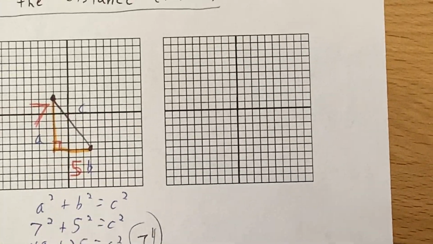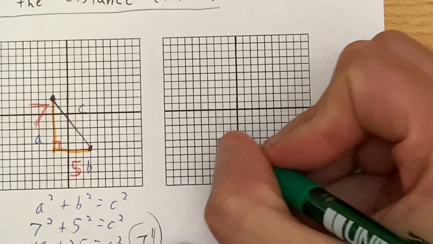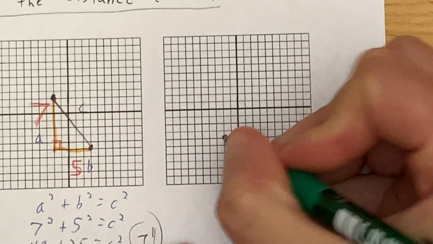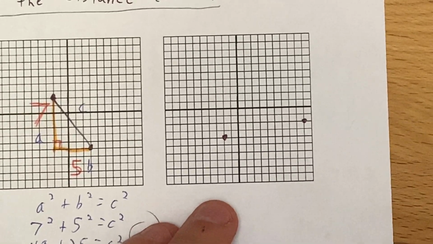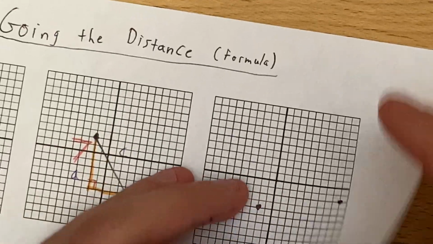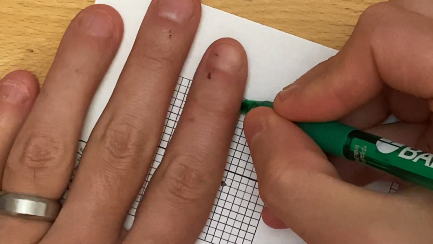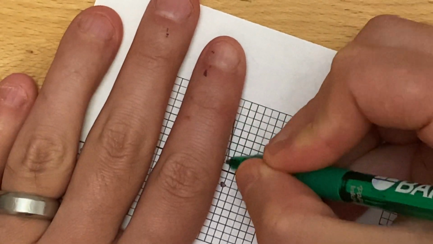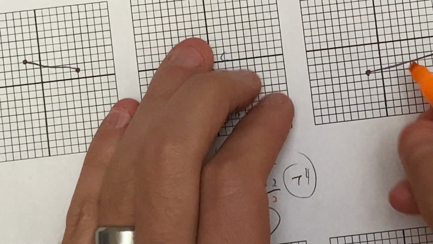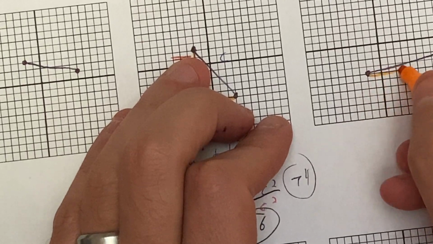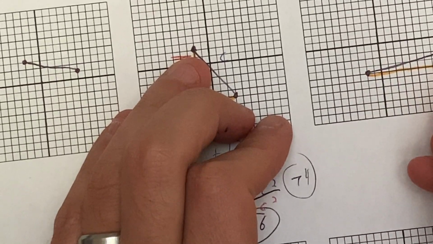So I'll go over here and I'll do another one. This time let's put a point here and a point here. And I'll do the same thing. I'll use this and go. There we go. And if I make this into a triangle, like that.